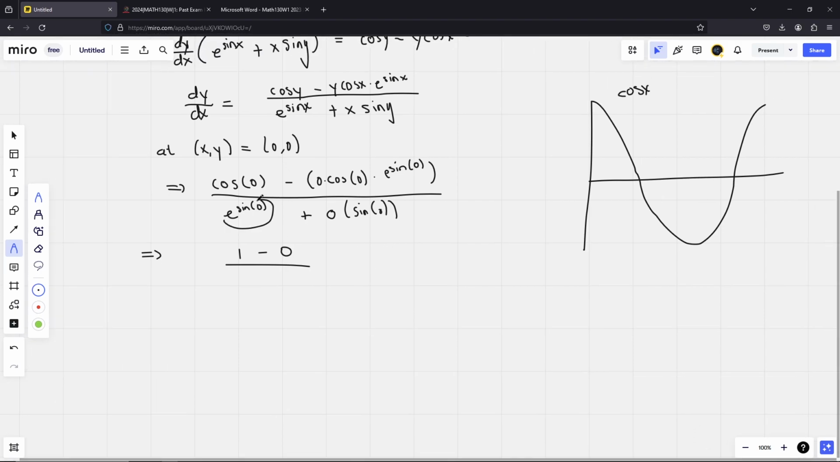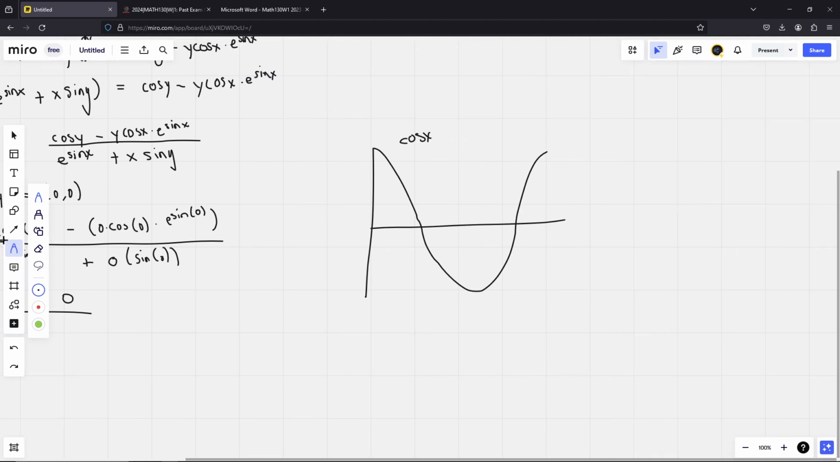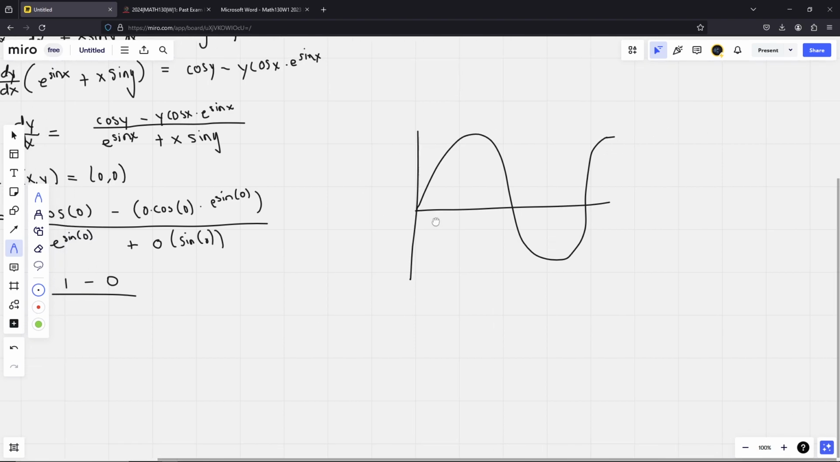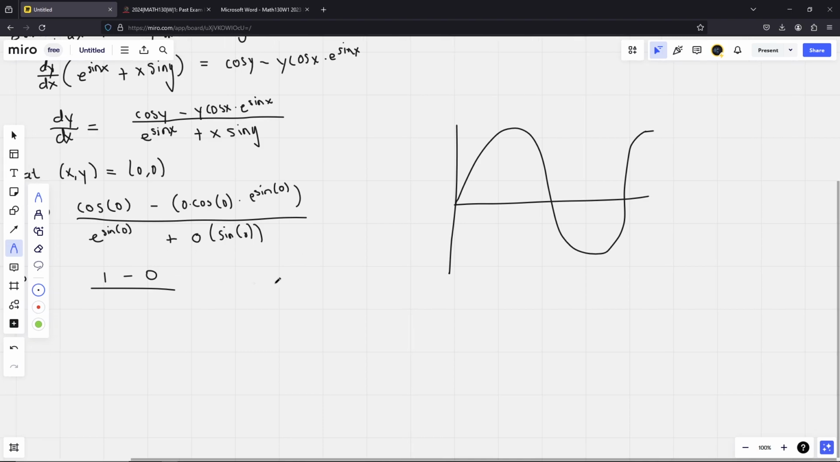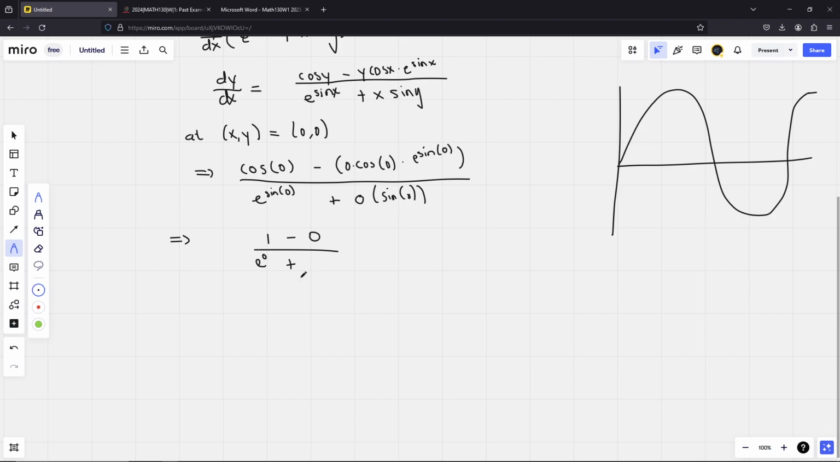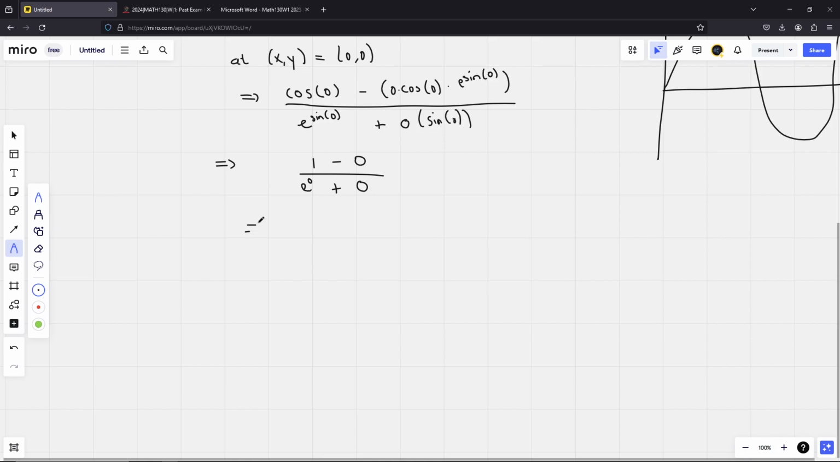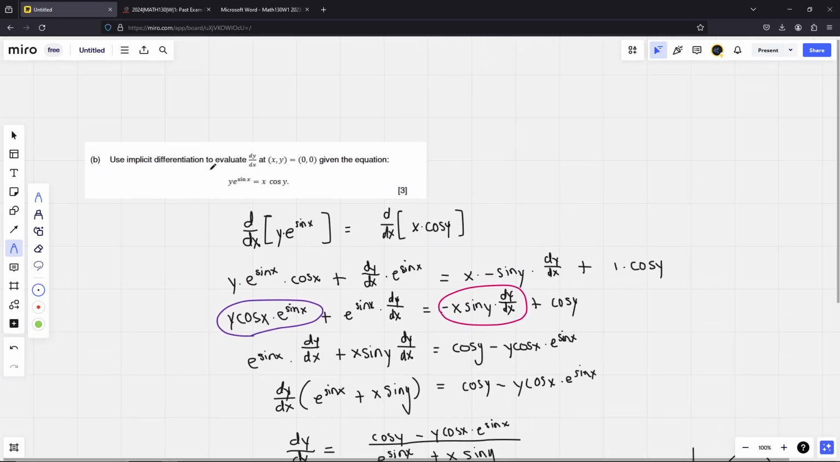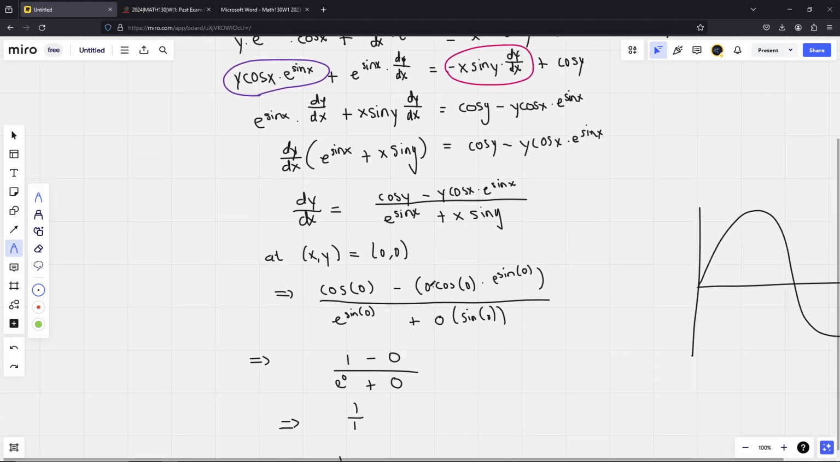Okay, now e to the sine of 0. Let's think about sine of 0. Sine goes 0, 1, 0, negative 1, 0, and then carries on. So sine of 0 is just going to be 0, so we're going to have e to the power 0 plus, again, that's just going to be 0. Simplifying this, it's 1 over anything to the power 0 is 1, so our final answer is just 1. So the value of the derivative of this function at the coordinates (0, 0) is just 1.